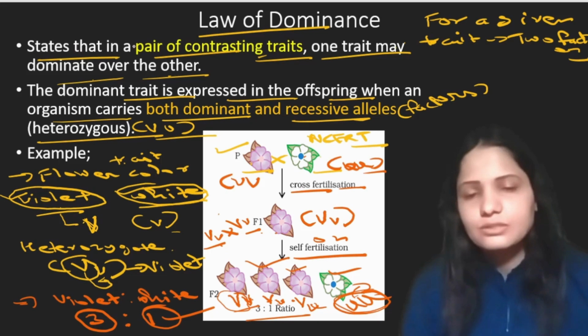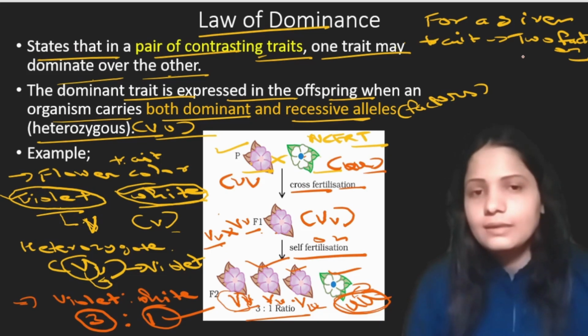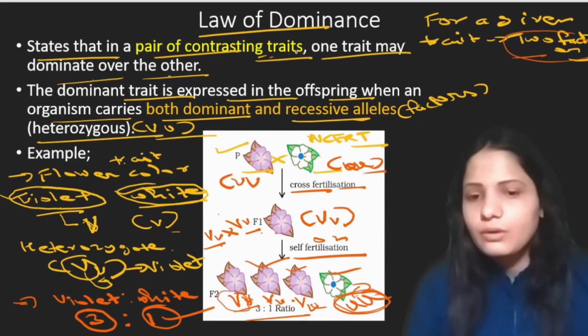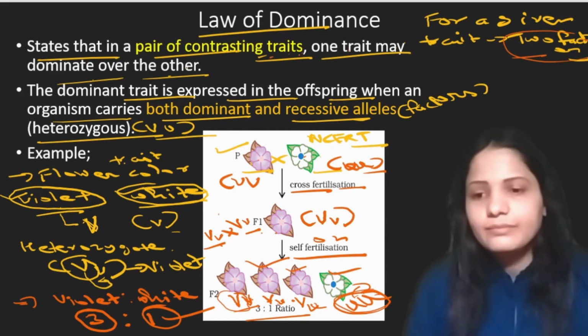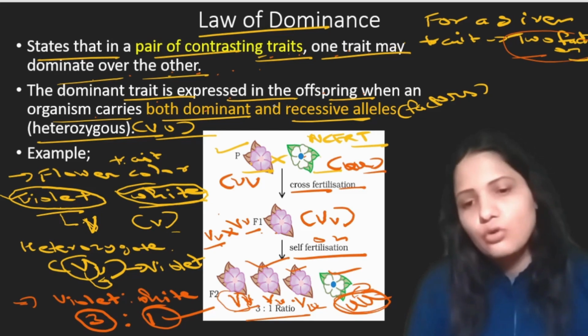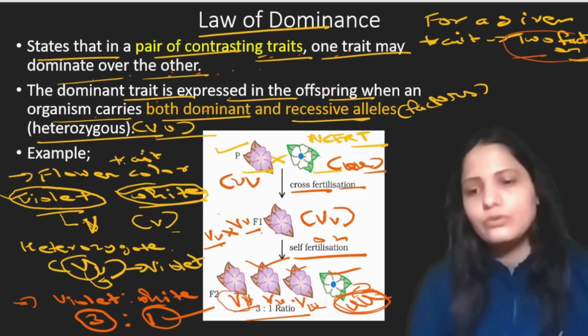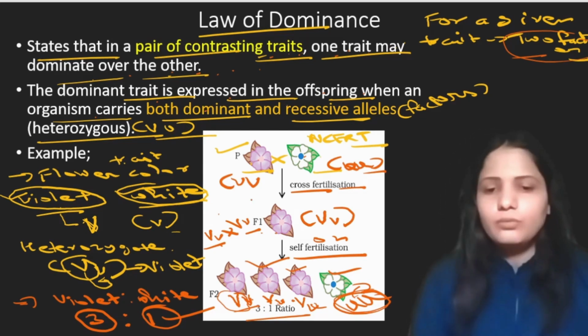So this is the law of dominance. And you have to write this only: for a given trait in each organism there are 2 factors, a pair of contrasting traits or a pair of factors, and one factor may dominate over the other, or one trait may dominate over the other. The dominant trait is expressed in the offspring when an organism carries both a dominant and a recessive allele, the heterozygous condition. So this is the law of dominance.